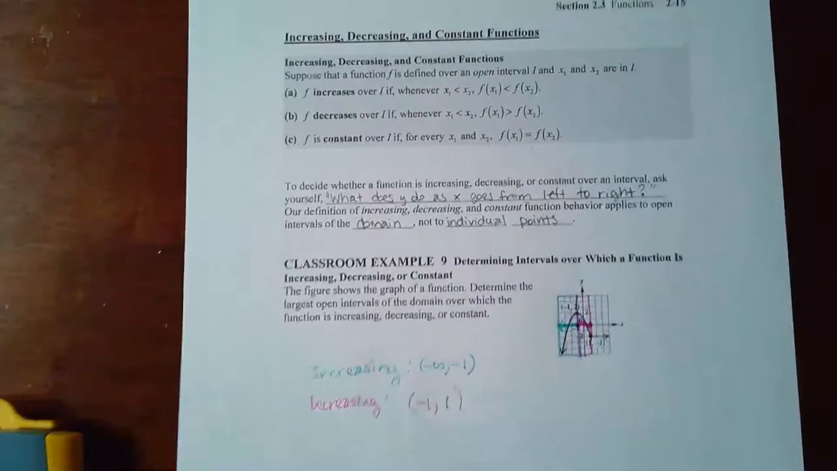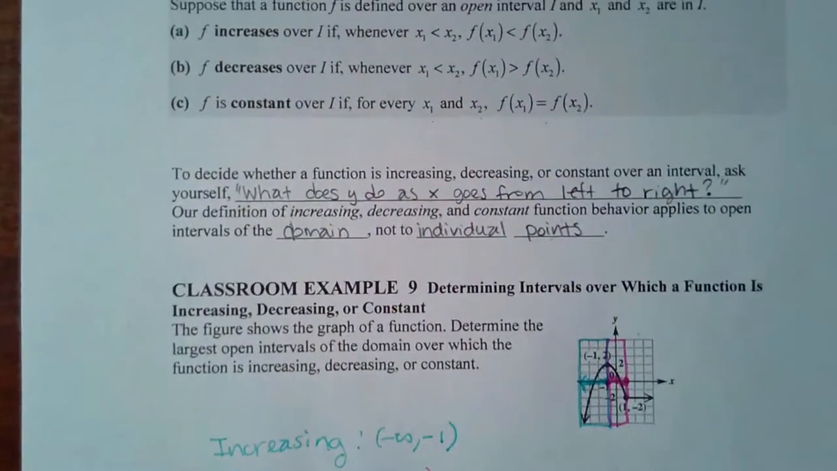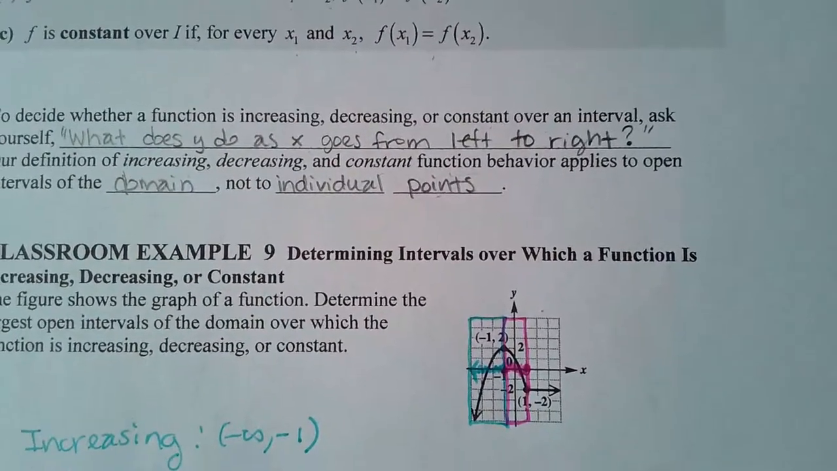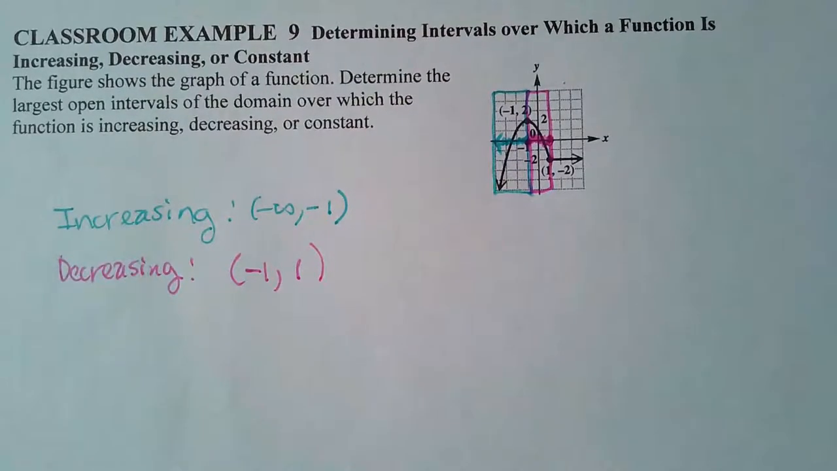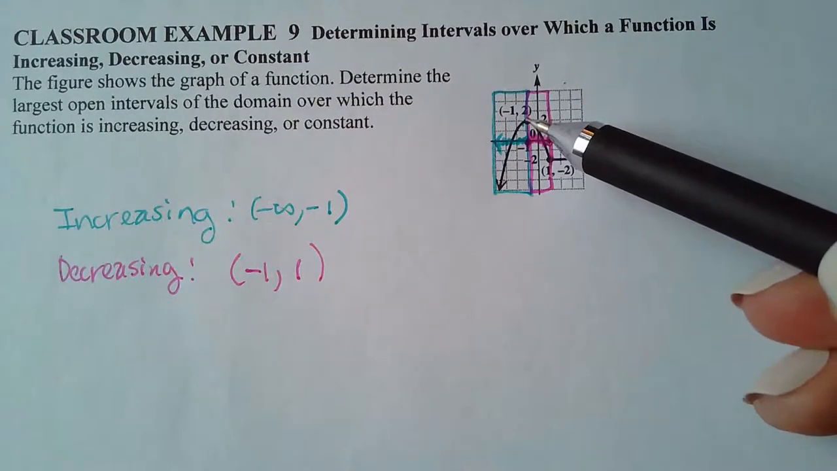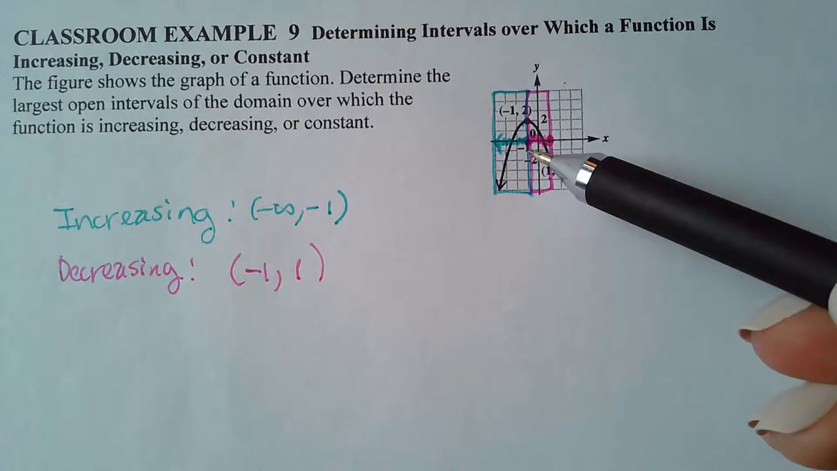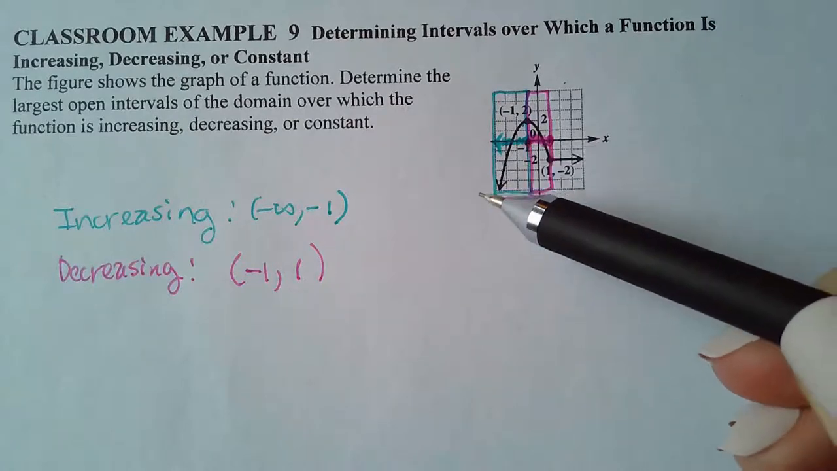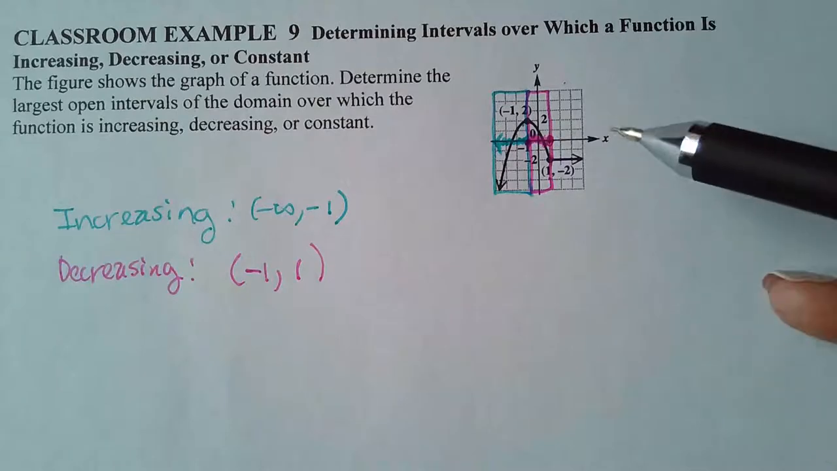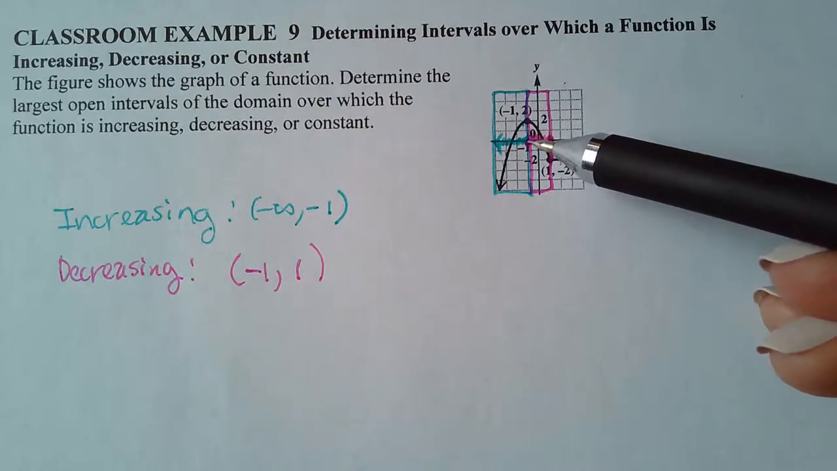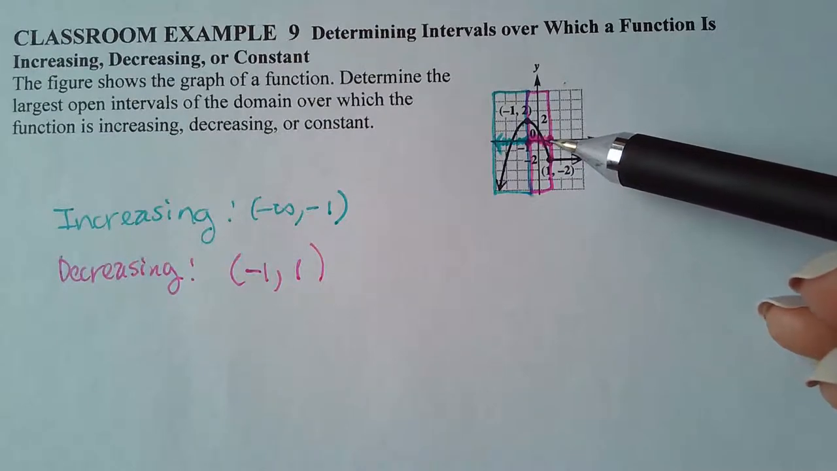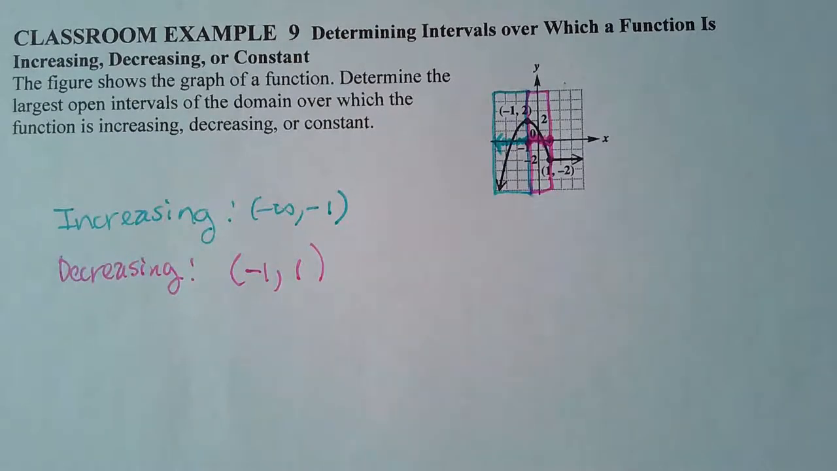And in case that graph is too tiny for you, let me zoom in a little bit so you can see what I was doing there. Okay, so it increased up to here, right? And that x value is negative 1. So it went from negative infinity to negative 1. Then the pink area is from this x value, negative 1, to this x value, which is positive 1. And so that's there with the parentheses.